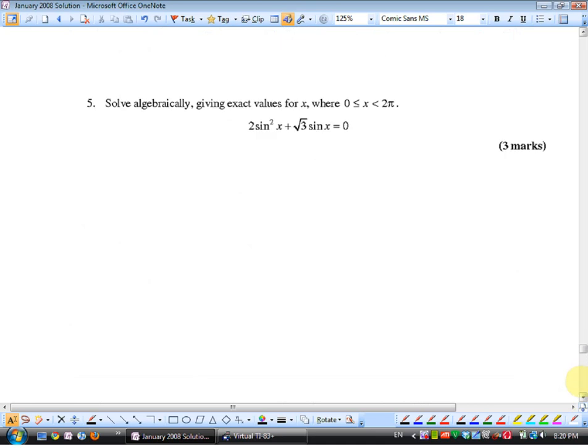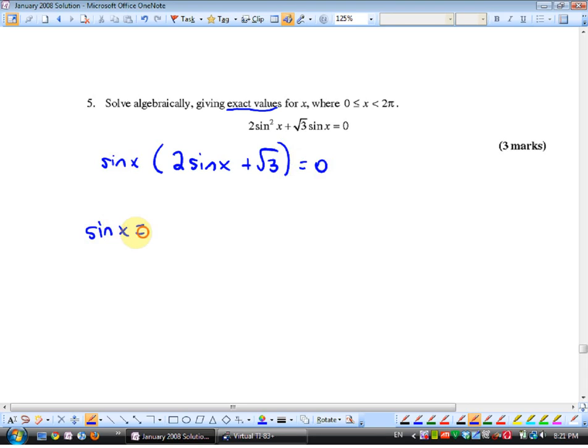Number 5. Solve algebraically giving exact values. Okay. It's a quadratic trig equation. Exact values means special triangles. GCF, greatest common factor. Sine x bracket 2 sine x plus root 3 equals 0. What are my roots here? I'll get sine x equals 0. Here, I'll get sine x equals negative root 3 over 2.